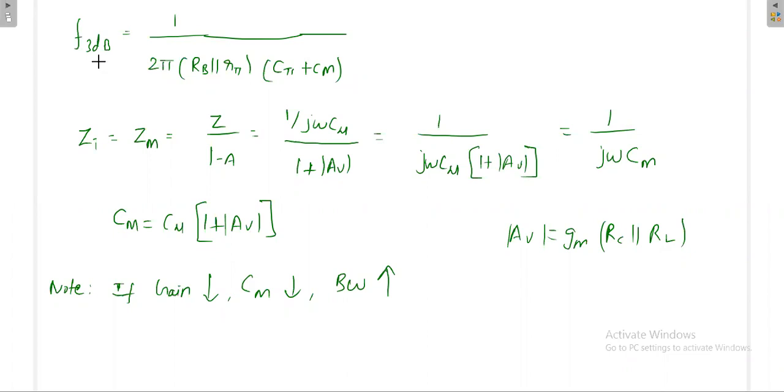The 3 dB cutoff frequency will increase. The 3 dB cutoff frequency means bandwidth, so finally the bandwidth will increase. Now we have seen the effect of the Miller capacitance. Because it is mapped at the input side, based on the gain its value may vary, and again it varies the cutoff frequency, and finally it varies the bandwidth of the amplifier.